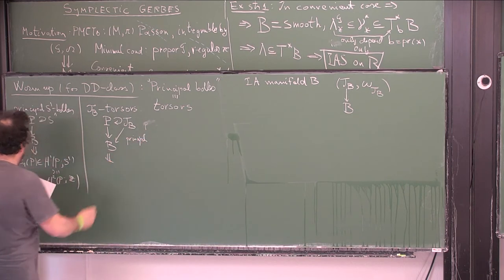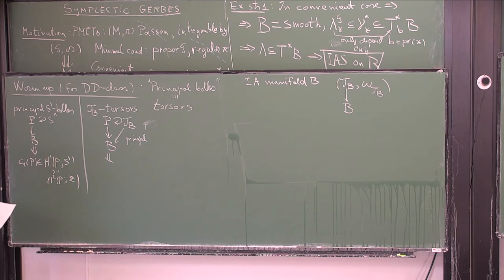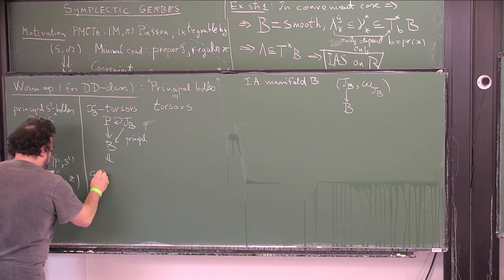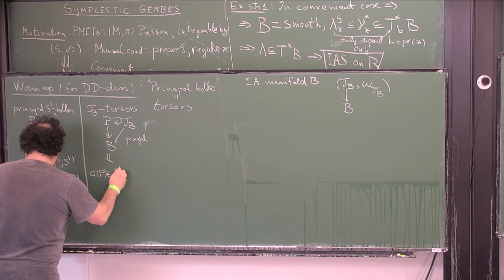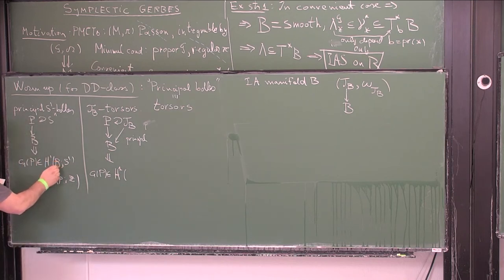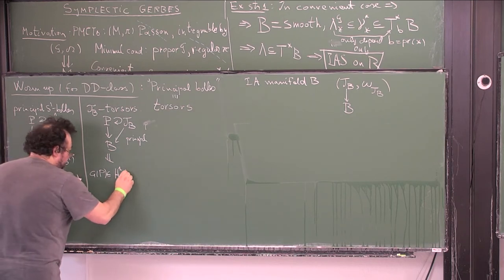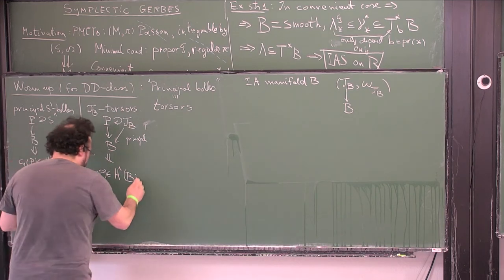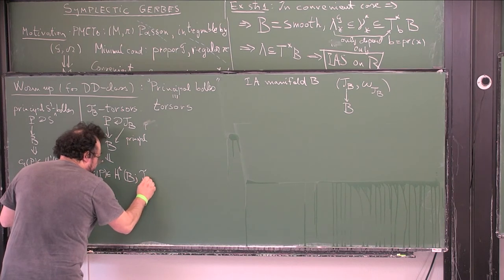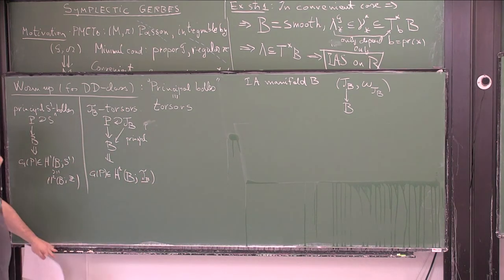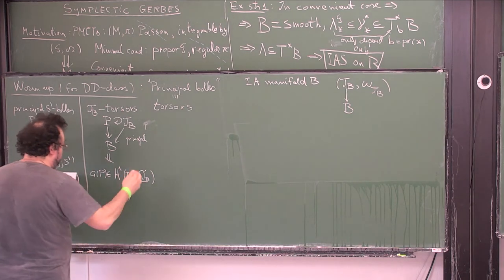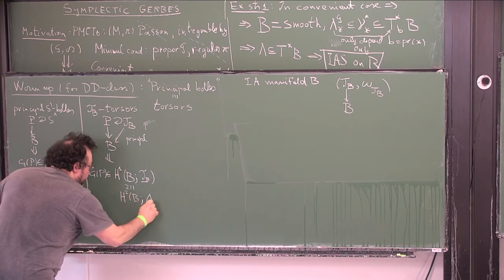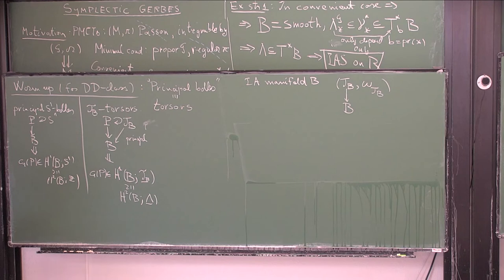In this case, if you play the game carefully, you see that they are classified by the first Chern class, which now lives in the cohomology of the base B. It's always the base, otherwise it would be useless as a classifying object. With coefficients in the sheaf of sections of the torus bundle, which by the exponential sequence involving the cotangent bundle is the same as H2 of B with coefficients in the sheaf of sections of this lattice.